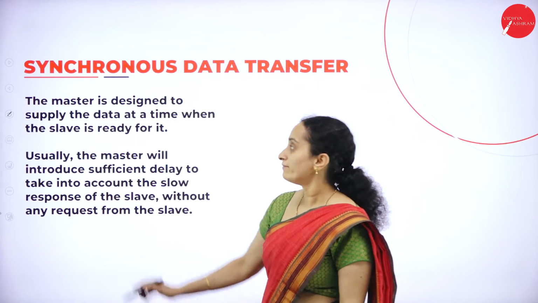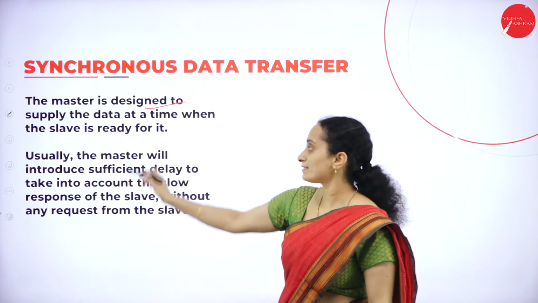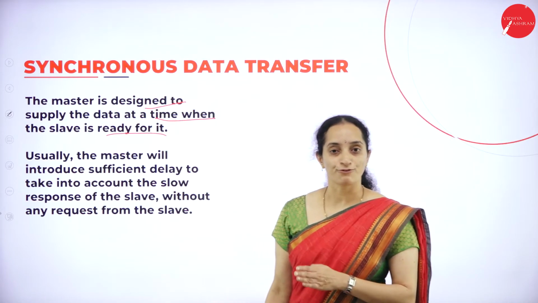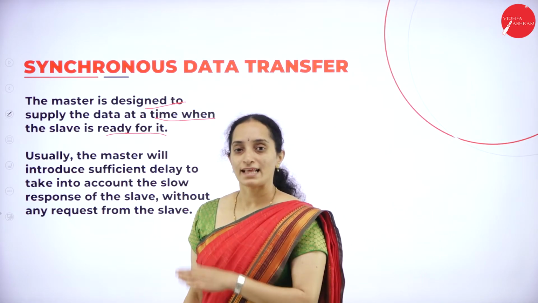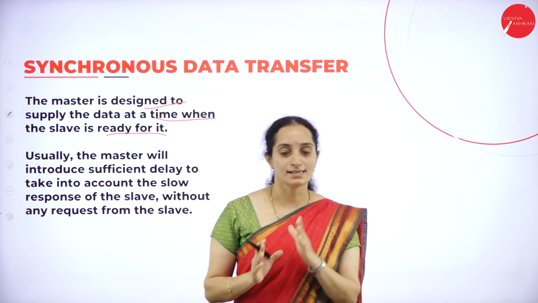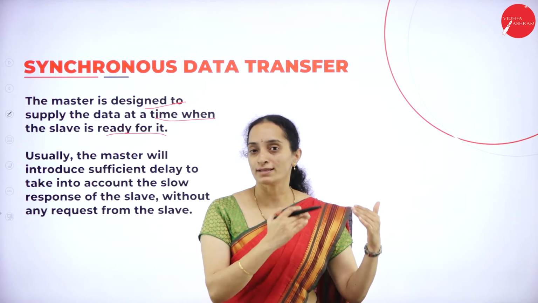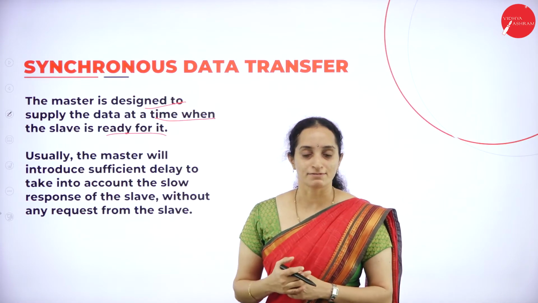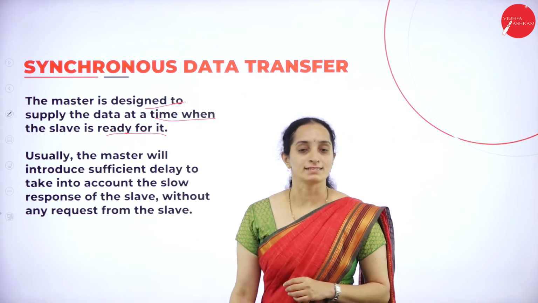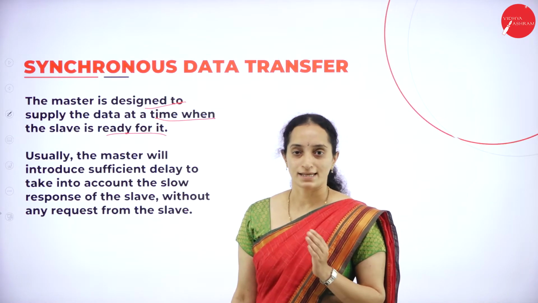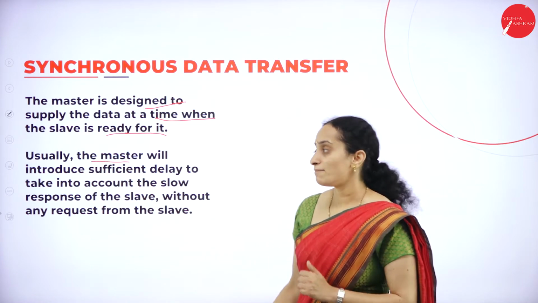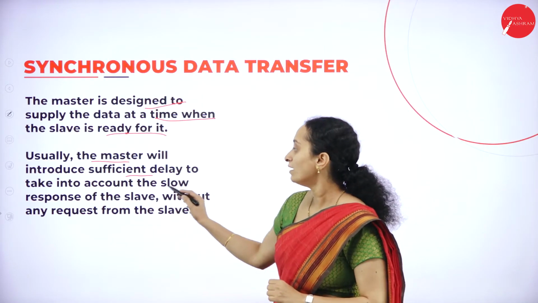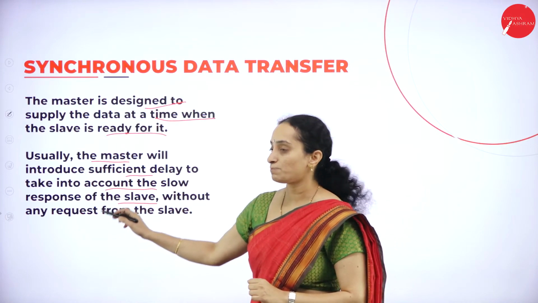The master will be designed to supply the data. He is the supplier or sender of the data at a time when the slave is ready for it. So only when the slave or the receiver is ready for receiving the data can the master or the sender send data, or else the data will be rejected by the receiver. So only when the slave or the receiver becomes ready, the sender can send the data. Generally, the master will introduce sufficient delay. There will be a time delay or time interval to take into account the slow response of the slave.